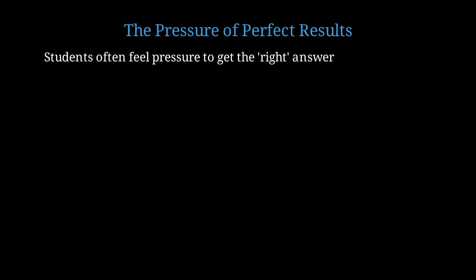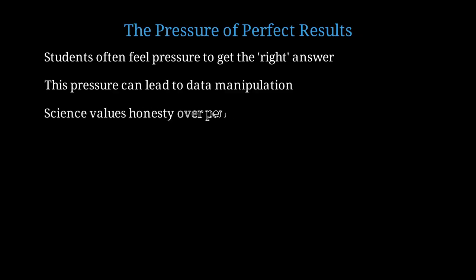Now, let's address something really important. The pressure to get perfect results. Many students feel pressure to get the right answer, to match the textbook value, to make their data look clean and perfect. This pressure can lead to data manipulation, where students change numbers, delete outliers, or even make up data. This is scientific misconduct. Here's what you need to understand.